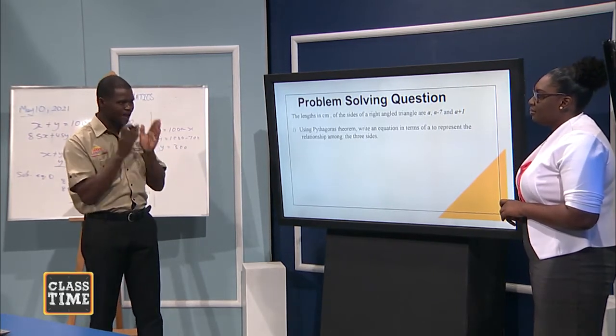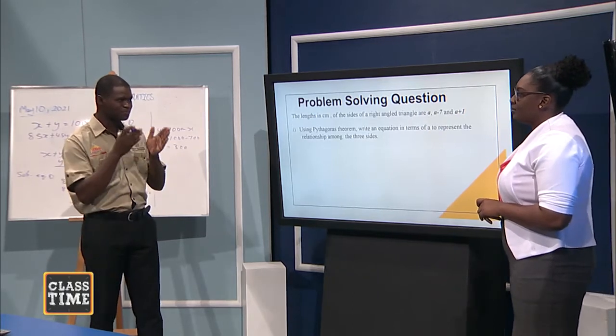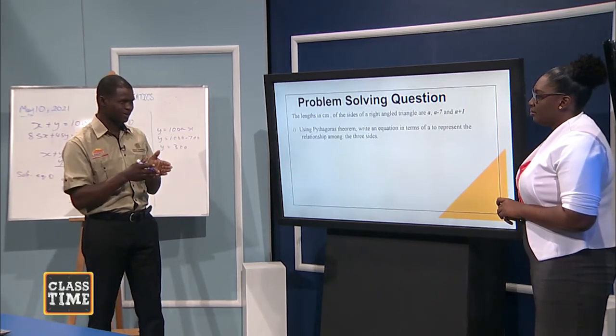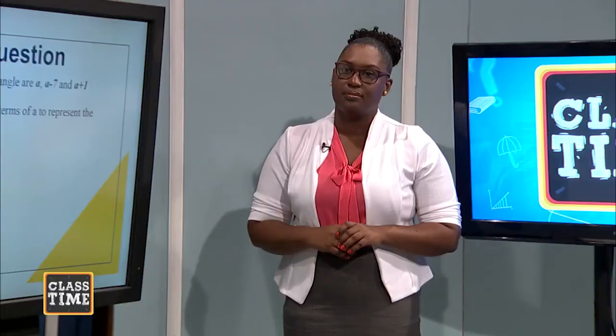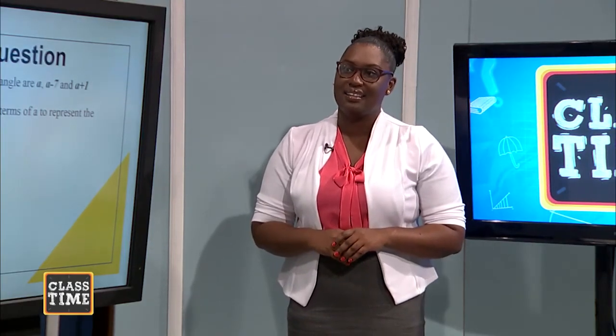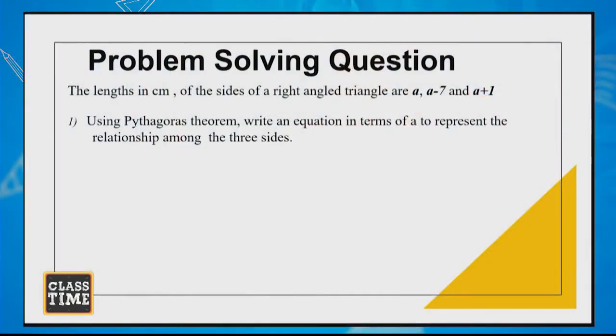But there's a hypotenuse, and my hypotenuse must be the longest side on the triangle. Right? So having that information in my head, I'm looking at the dimensions that are given, A minus 7, A plus 1. So I can now visualize it before I draw it. But then we're going to get our little ruler out and our pencil, and we're going to actually draw it. So the question also says that we're going to use Pythagoras' theorem to write an equation in terms of A to represent the relationship among the three sides of the triangle.